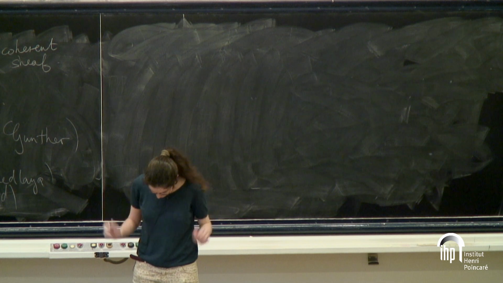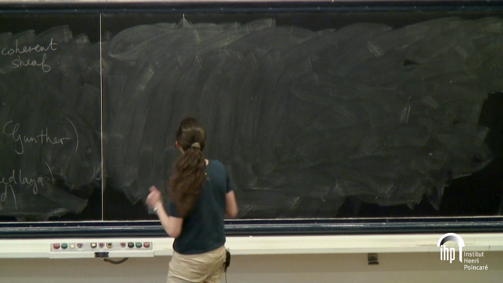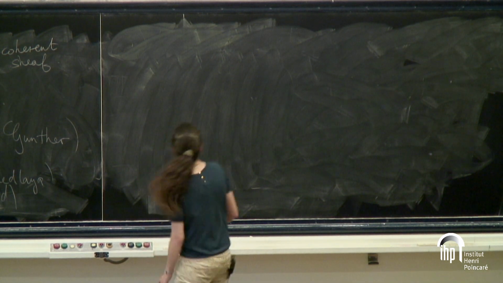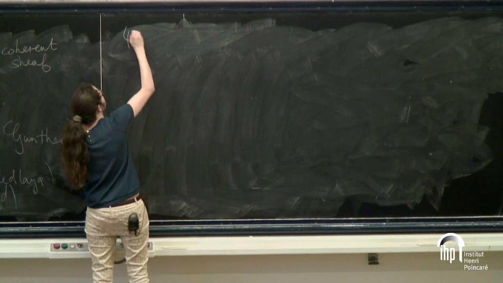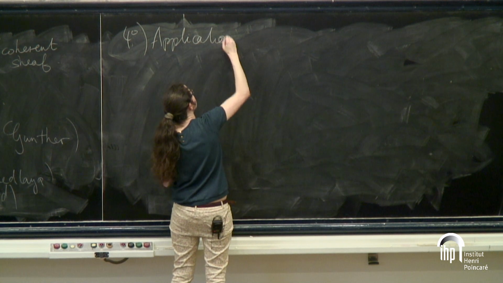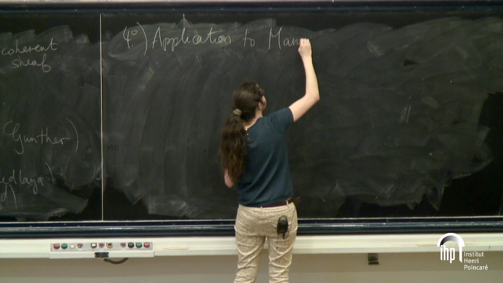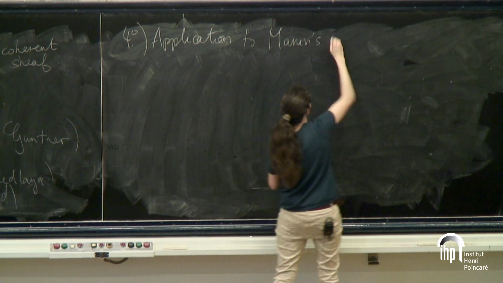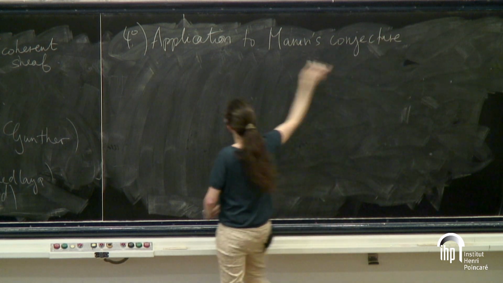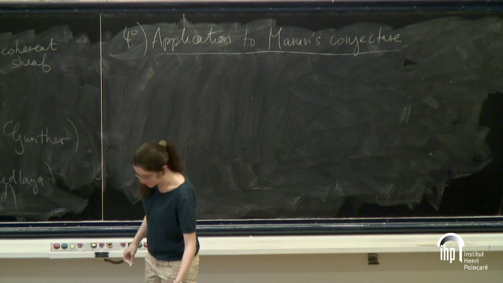Okay, so now I'm going to go back to the topic of this conference, which is rational points on Fano and similar varieties. And so I'm going to give an application to a motivic analog of Manin's conjecture. And this was originally the reason why I defined these motivic Euler products.